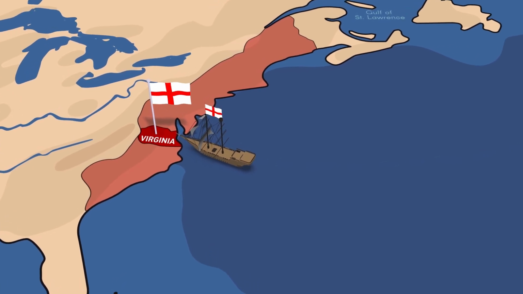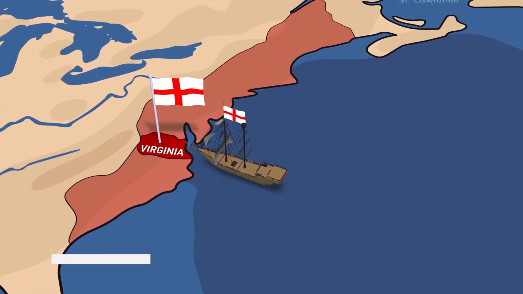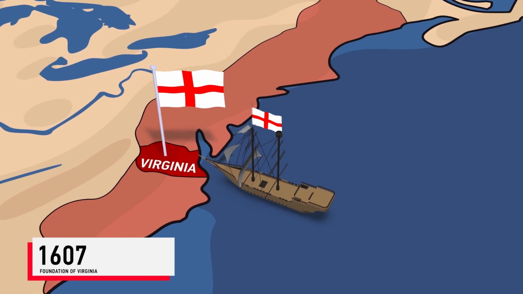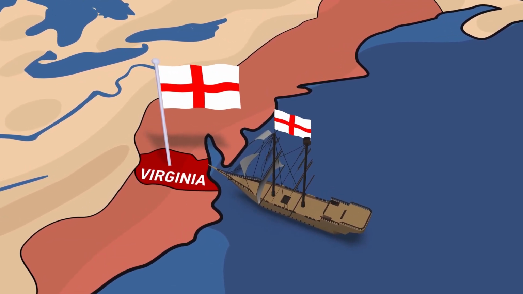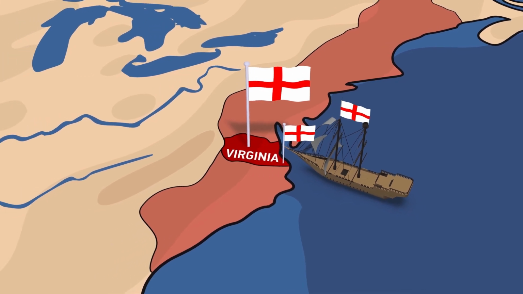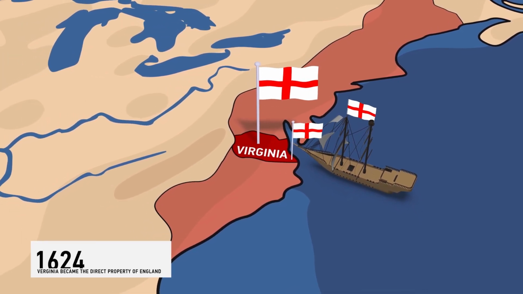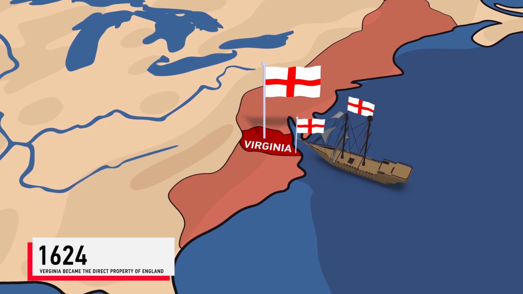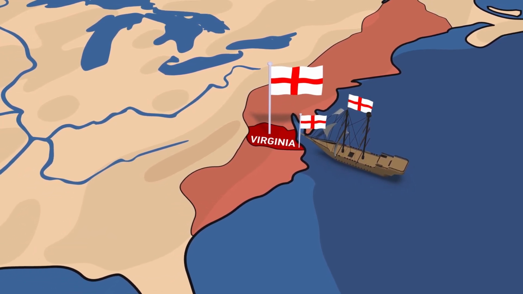It was named after the Virgin Queen Elizabeth and founded in 1607 by the London Joint Stock Company. Its capital was Jamestown, which was named after the king of the time, James I. In 1624, the company went bankrupt and the colony became the direct property of England.